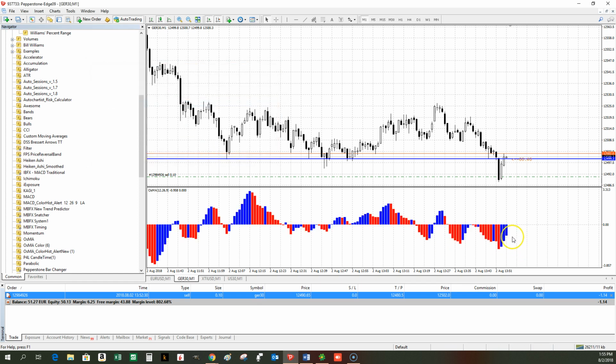Okay, you see? So you've got the moving average of the oscillator showing you the wave, okay? Showing you that we have a retracement on this asset. It's blue, okay, and it's going up.